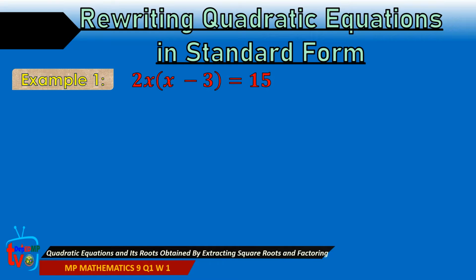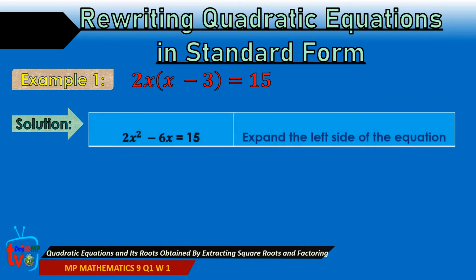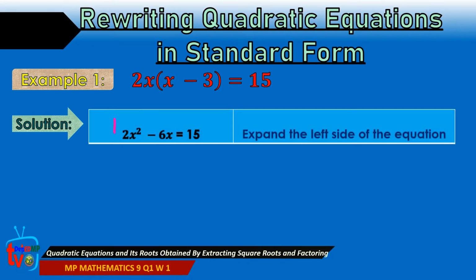Example 1. 2x, the quantity x minus 3, is equal to 15. For the solution, first, we are going to expand the left side of the equation. So, expanding that, we will have 2x squared minus 6x is equal to 15.